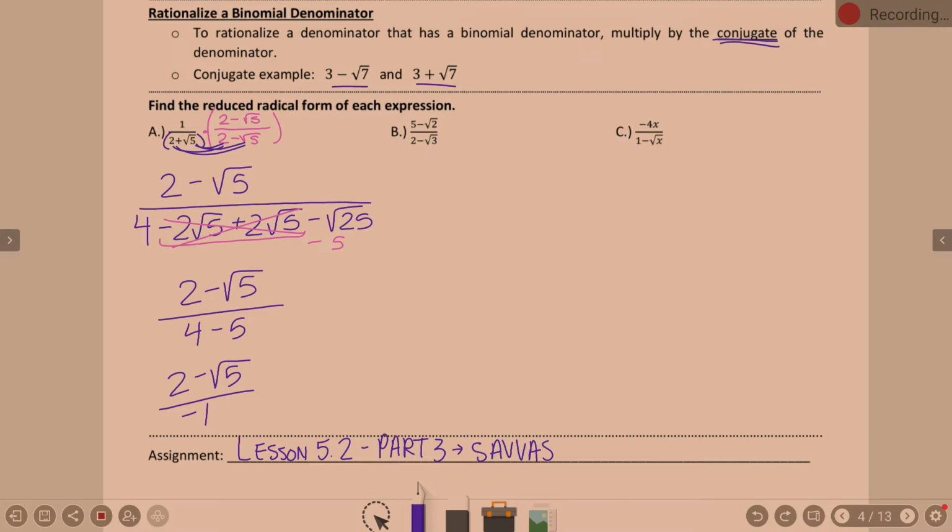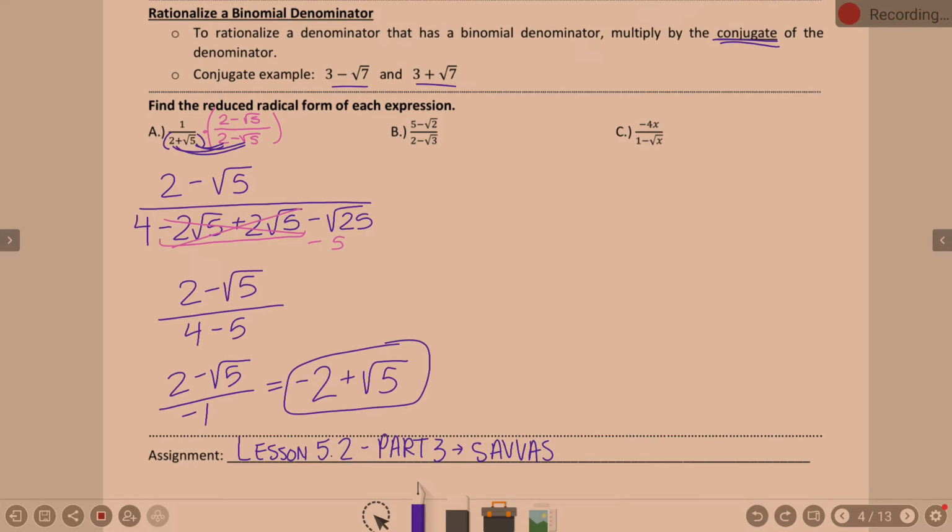I'm guessing Savas would count this wrong. Yeah, probably. You can't have a negative denominator. We talked about that one time. Technically, I'm not fully against you leaving a negative in the denominator, but here's the deal. Can everything divide by -1? Yeah. What's a positive 2 divided by -1? -2. What is a negative square root of 5 divided by -1? Positive square root of 5. So your final answer would be -2 plus square root of 5.